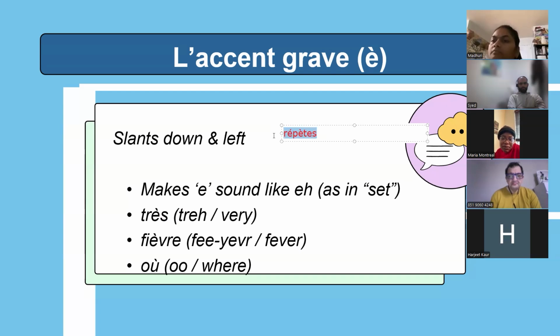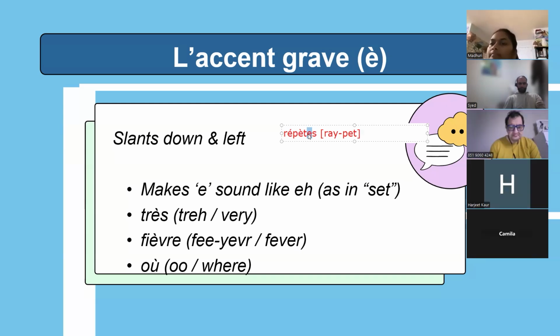Anybody knows how to pronounce this word? Répétez. The pronunciation is répète. So the first E is a flat sound, ré, but the second one is a sharp sound because the first one is aigu, the second one is grave. Répète. And the third E does not have any accent. So you have all the three E's over here. One with aigu, one with grave, and one with no accent. Understood? So this is how the sound of E changes when you put aigu and grave.